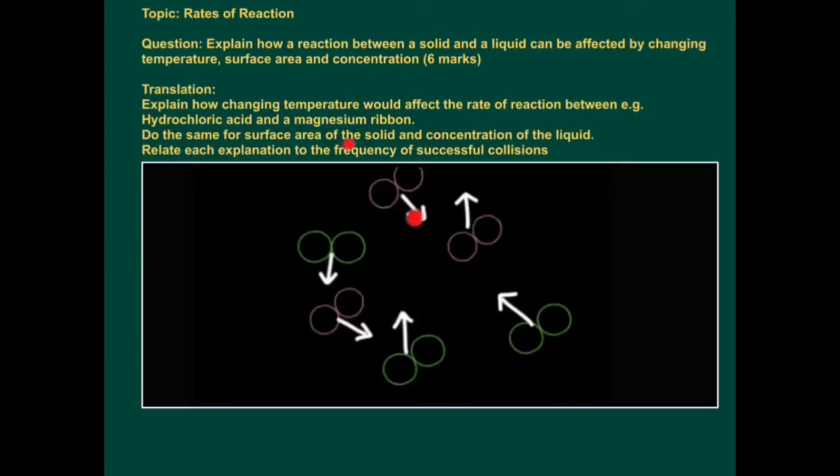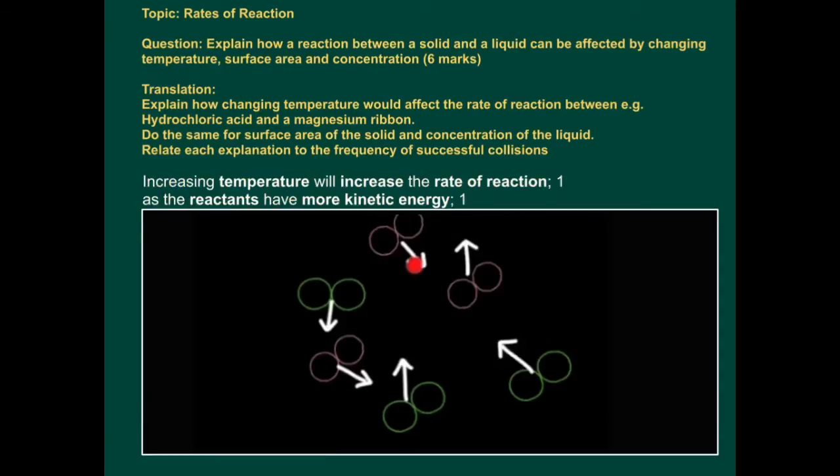Do the same for surface area of the solid and concentration of the liquid, and relate each explanation to the frequency of successful collisions. You're going to hear this a lot in the answer. So firstly, increasing the temperature will increase the rate of reaction because the reactants have more kinetic energy.